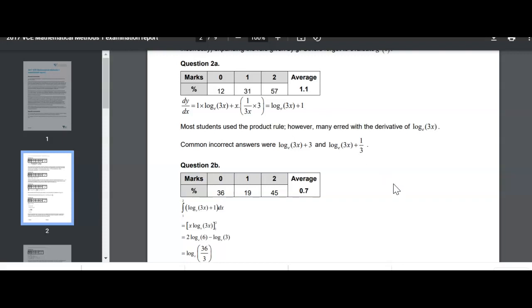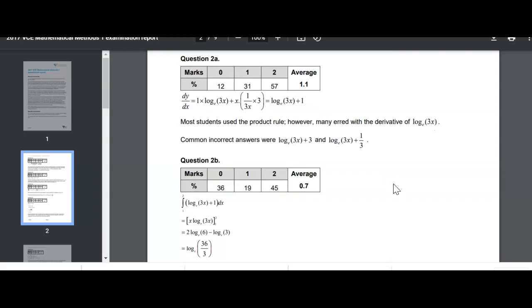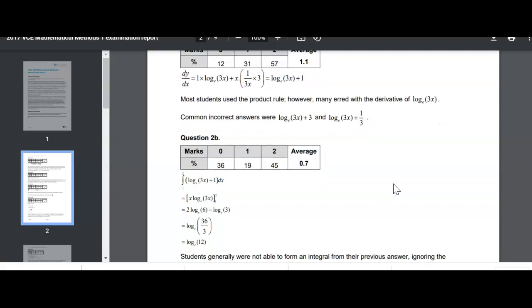Most students used the product rule, however many erred with the derivative of log e 3x. So just make sure, I mean, it's such a basic antiderivative, logs are pretty simple. I think people get scared of logs, but the derivatives are not that hard. And you can see the common incorrect answers there.